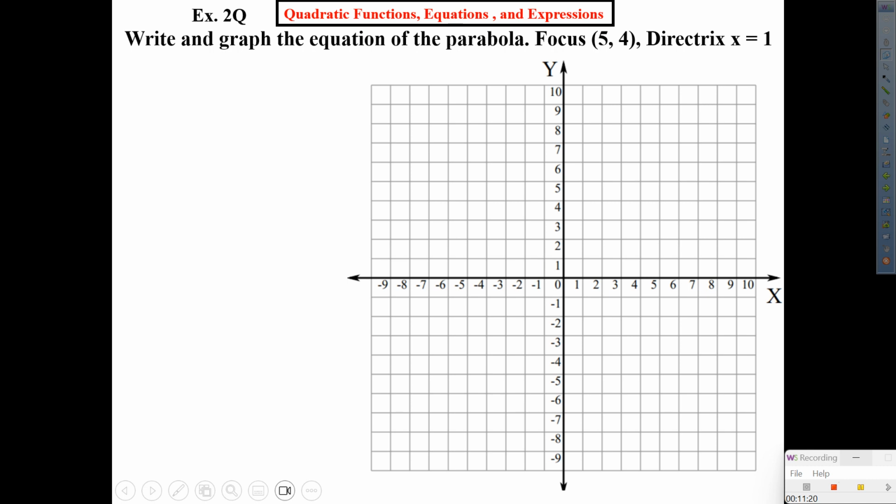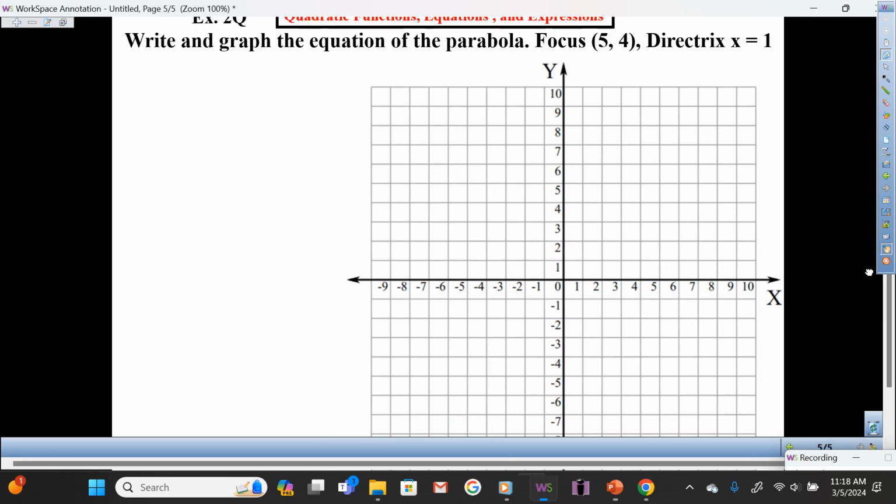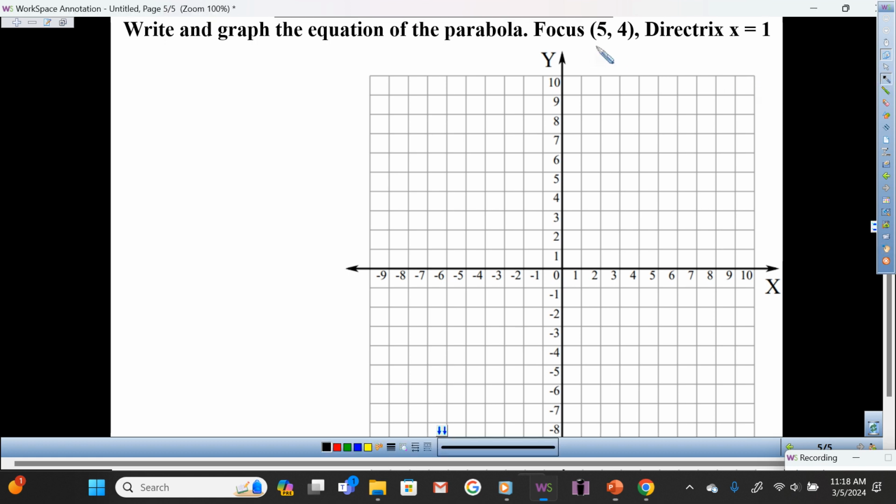Example 2Q. Write focus 5, 4, directrix x equals 1. So today is going to be a day of practice just to make sure we're on top of the parabolas. But today I want to see how well you also remember what we did last week, because it's all part of it. So focus 5, 4, directrix x equals 1.